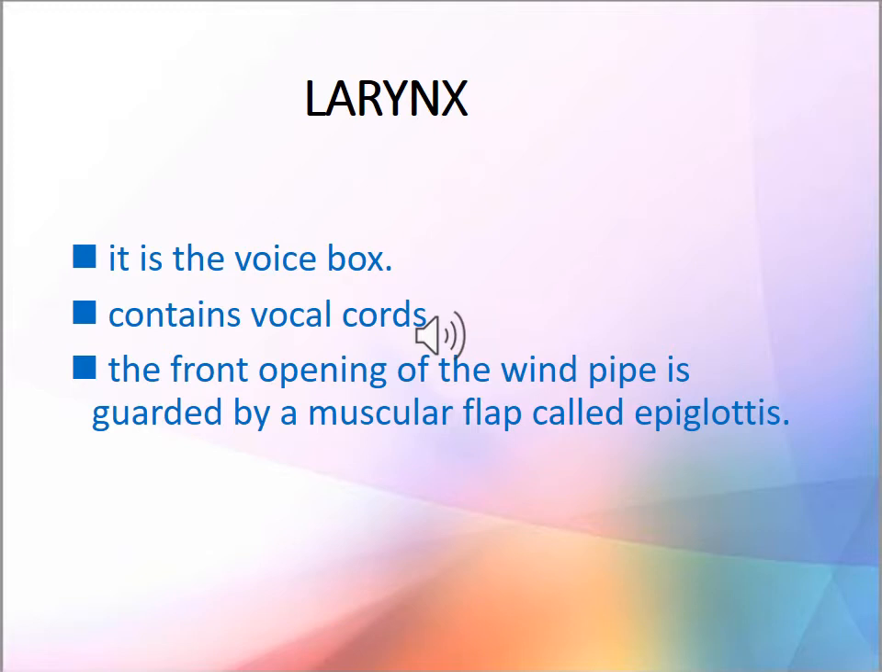And the last point is the front opening of the windpipe is guarded by a muscular flap which is known as the epiglottis. This epiglottis closes the windpipe at the time of swallowing of food. So when we eat food, this epiglottis closes the windpipe so that the food can pass to the food pipe, not into the windpipe.